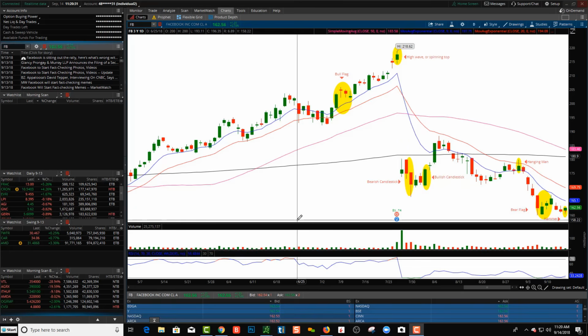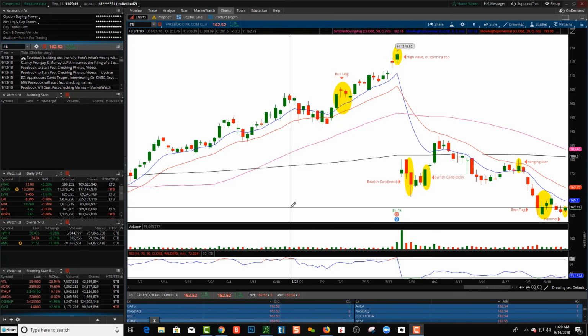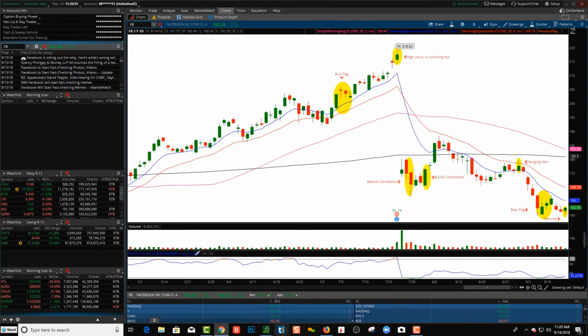But patterns matter in all types of stocks, whether it's low cap, medium cap, high cap, low float, high float, medium float. It doesn't matter. Patterns matter everywhere, right? All types of patterns matter. They tell a very, very important story. So these are just some of the ones that we're looking at here on Facebook. I'll show you some more examples as well.